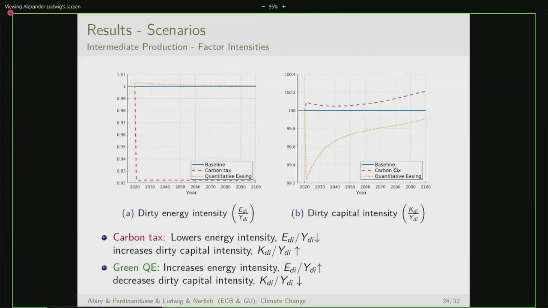Likewise, we see opposing effects here. The green quantitative easing, by construction, reduces the capital stock relative to output in the dirty sector. The carbon tax, since it suppresses output more, leads to a slight increase of the capital-output ratio in the dirty sector of the economy.